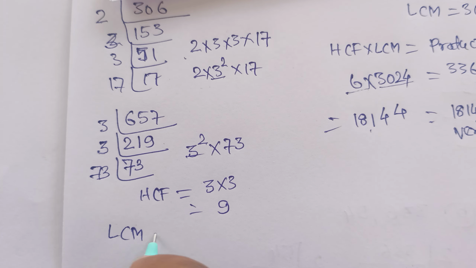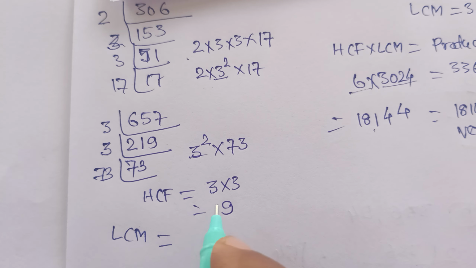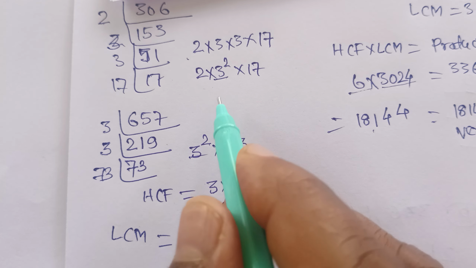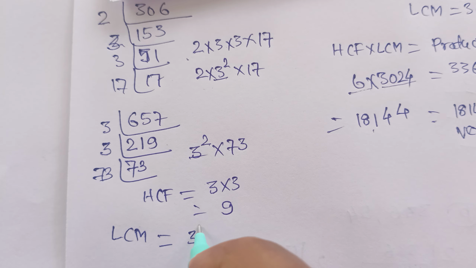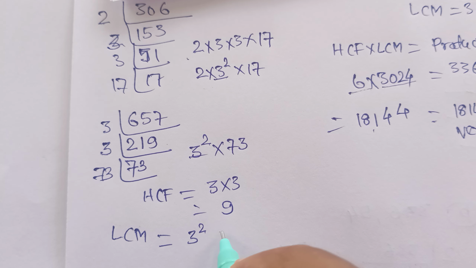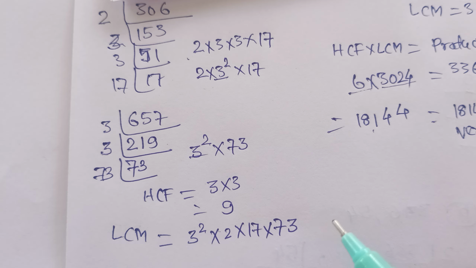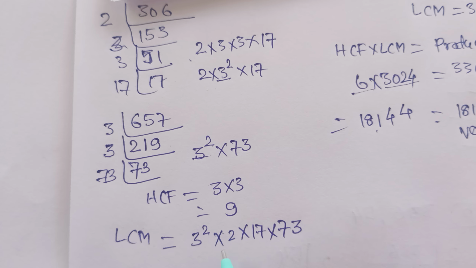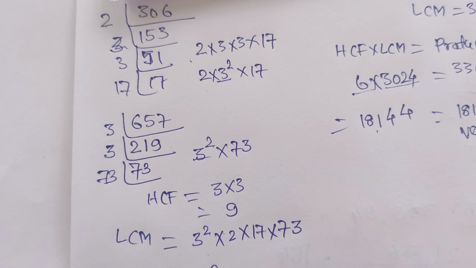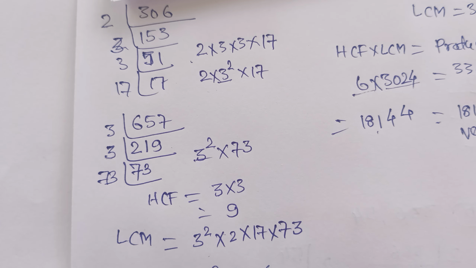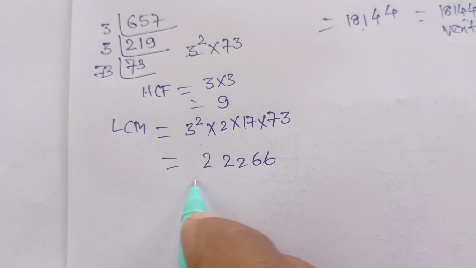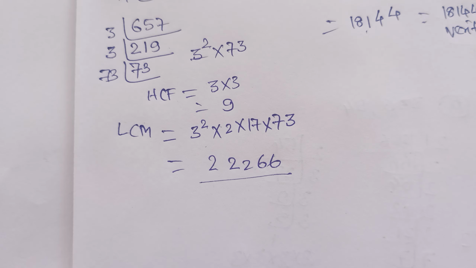LCM is equal to what? For the LCM we write the highest power. What is the highest power for 3? The highest power is 3 to the power 2, and 2 is remaining, and 17 also, and 73 also here. If you multiply 3 square, 2, 17 and 73, you will get 22266. This is the LCM.